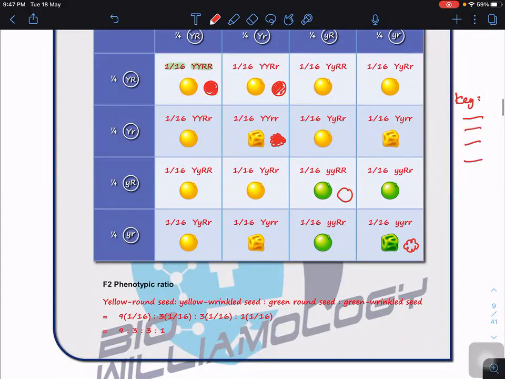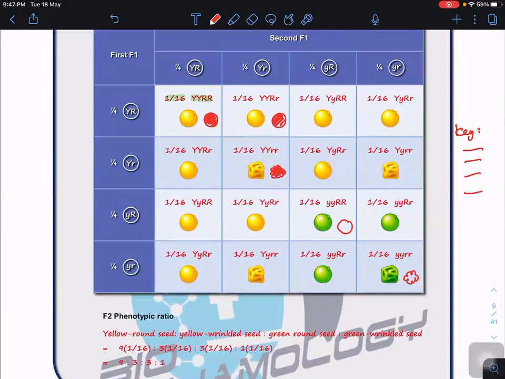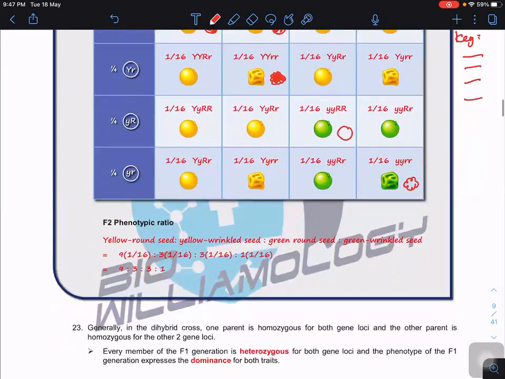You can write. There's another way to do it. If you do not want to write yellow round, yellow wrinkled so many times, this is what you can do. Put a key outside. So what is the F2 phenotypic ratio?